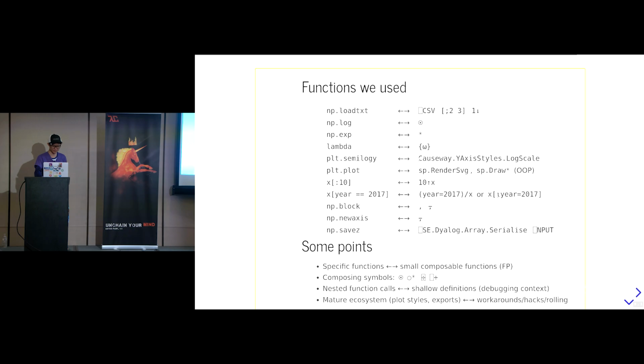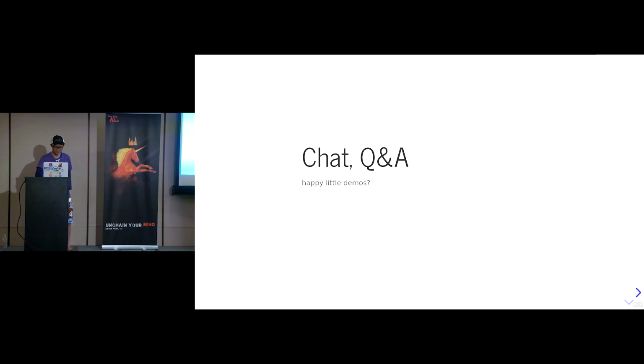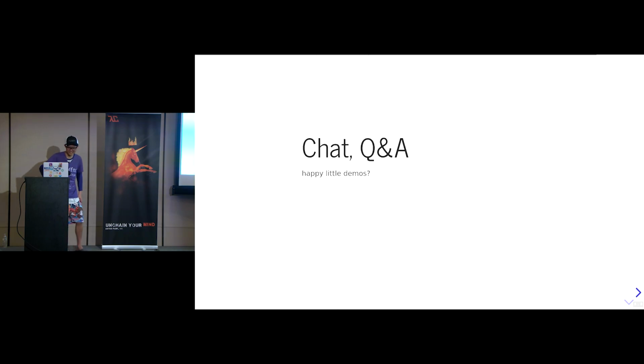The ecosystem as well. The ecosystem is more mature in Python. I don't have to define my own plotting style, and I don't have to manually export things. But in APL, it's not that hard to just find a workaround or hacks in my use of the Python interface. And this is just rolling your own stuff because you know how to already. OK, so that's it.